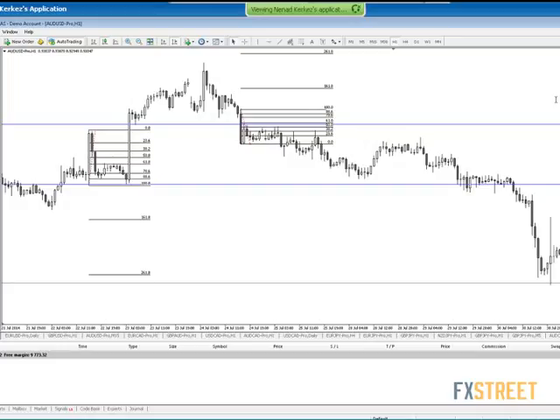Sometimes you will miss the entry because 61.8 and 78.6 are actually the best numbers, in my opinion, for trading quality retracements. And quality retracements are needed if you want to keep your risk low and to get the best possible entry on the price. So you need to wait for 61.8, 78.6 to hit, and then trade it.